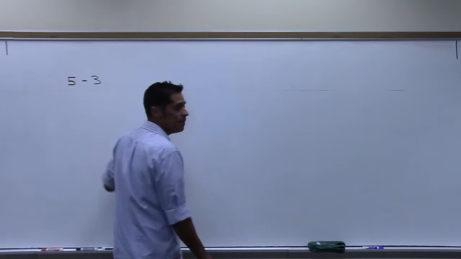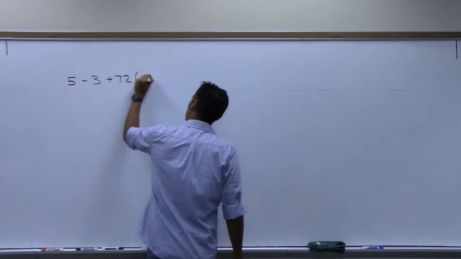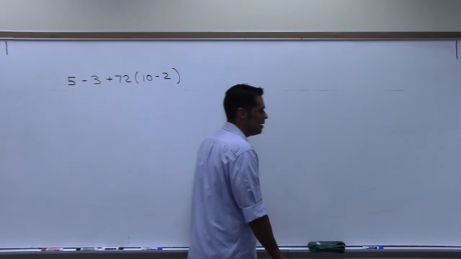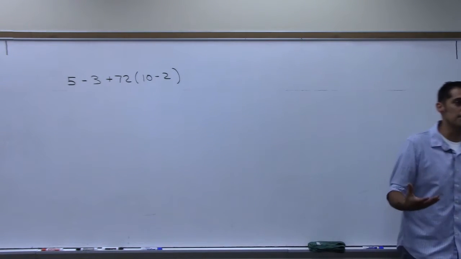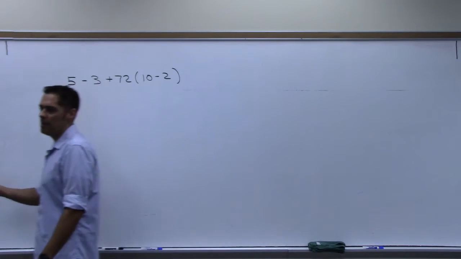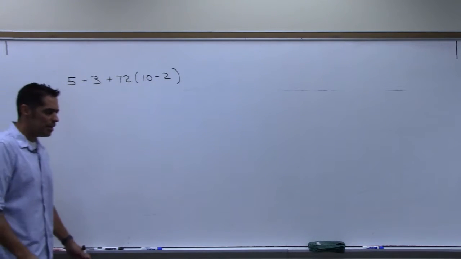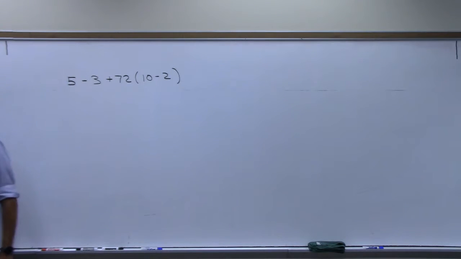5 minus 3 plus 72 times (10 minus 2). Keep in mind, all of this is still supposed to be kind of review. You're all supposed to have known how to add and subtract fractions, and order of operations is something you've seen. We're just trying to get our brains going again. So what am I going to do first here?